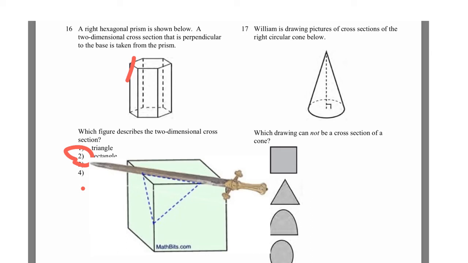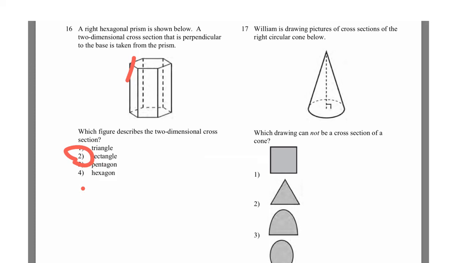Now, what else are we going to look at? Well, let's take a look at this question over here, number 17. William is drawing two pictures of cross-sections of the right circular cone below. Which drawing cannot be the cross-section of a cone? So let's take a look at the cross-sections of a cone. Let me get rid of this image first. And I'm going to bring in the image of the cross-sections of a cone so we can take a look at that. Here we go.